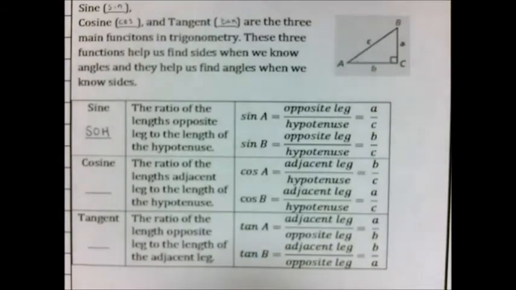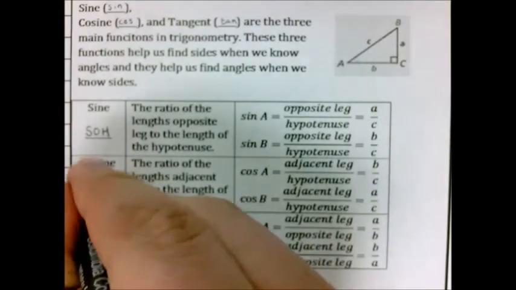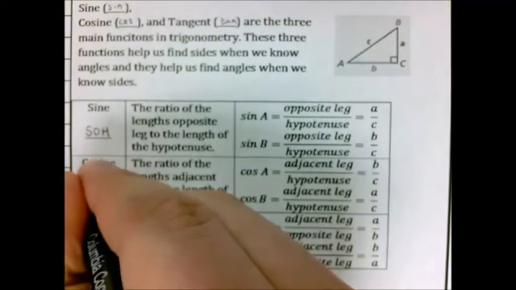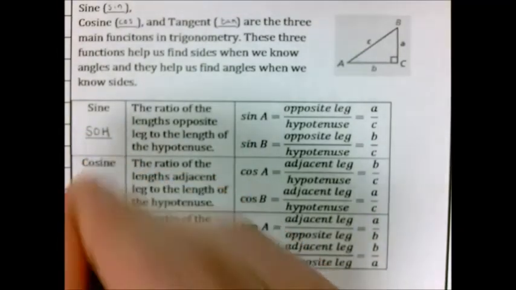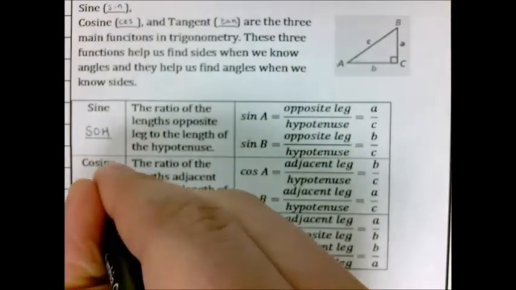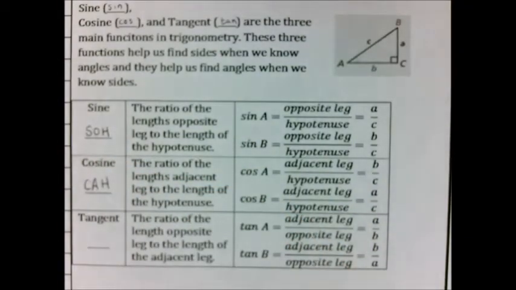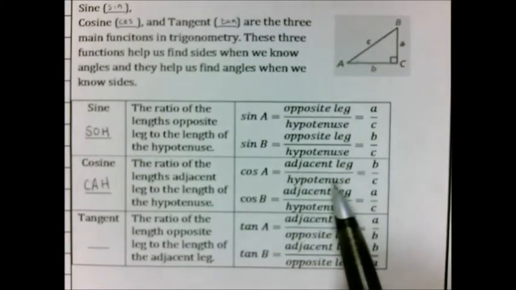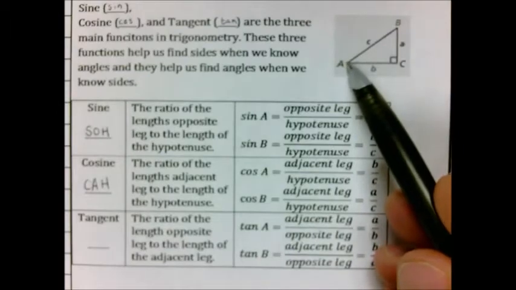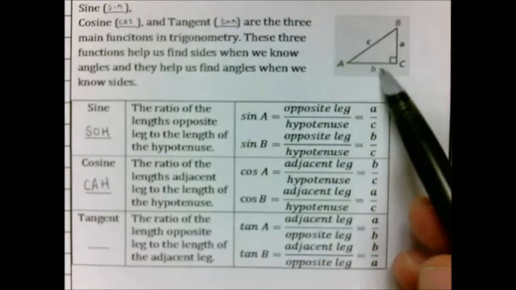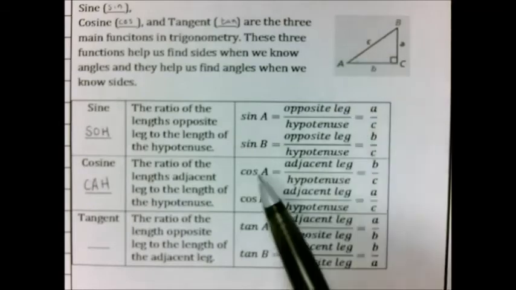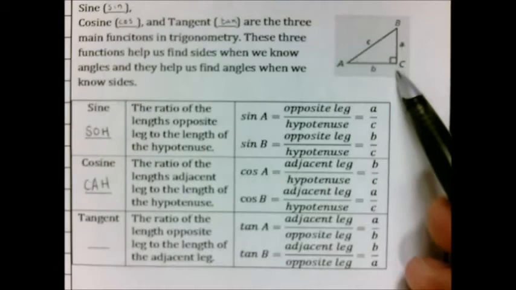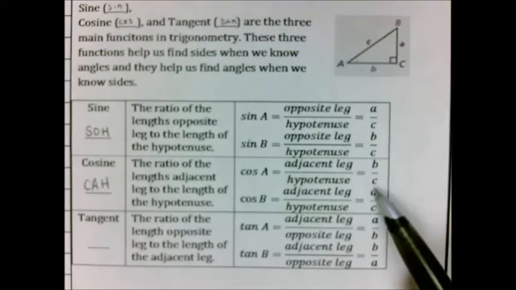Cosine is the same type of thing, except for cosine we use the ratio of the length of the adjacent leg, so that's CAH, A for adjacent, to the length of the hypotenuse. That's the ratio we use for cosine. So again, cosine of A is the adjacent leg over the hypotenuse. Adjacent, meaning the one lying right next to it, would be B over the hypotenuse, C. So the cosine of A is B over C. The cosine of B, adjacent over hypotenuse, would be A over C.